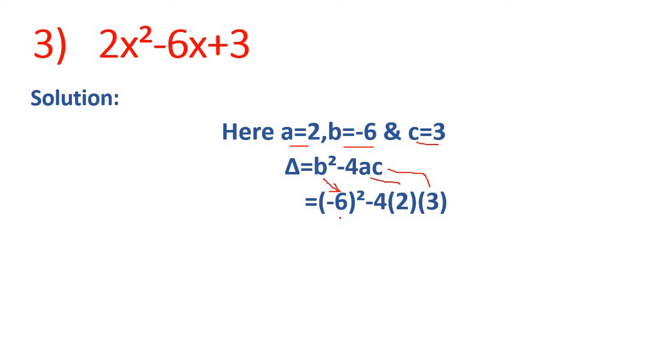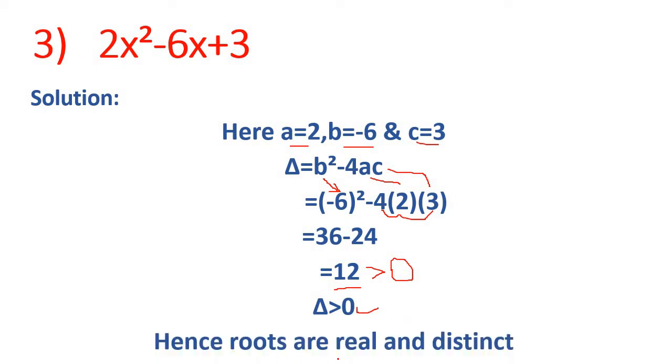So minus into minus is plus, 6 6s are 36. 4 2s are 8, 8 3s are 24. Now the value of delta is 12, which is greater than 0. So if the value of delta is greater than 0, then what is the nature of the roots? Hence the roots are real and distinct. So if delta is greater than 0, then the roots are real and distinct.